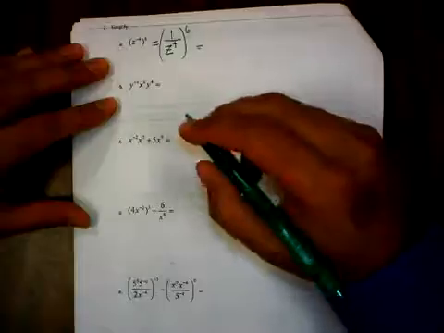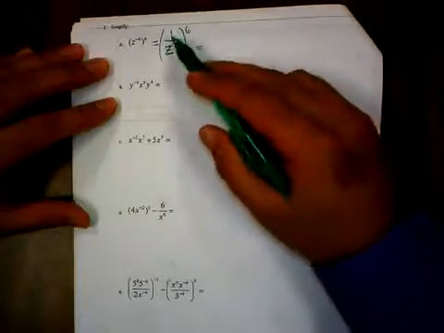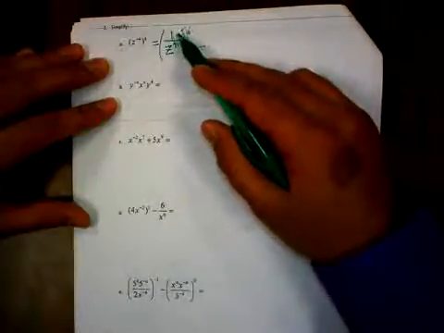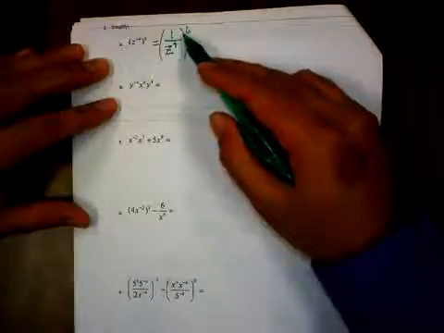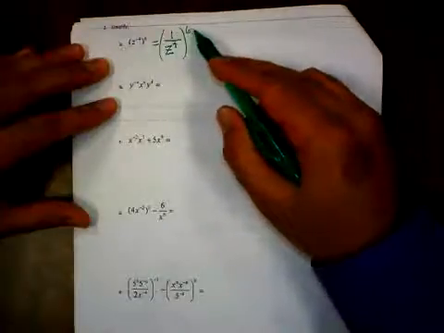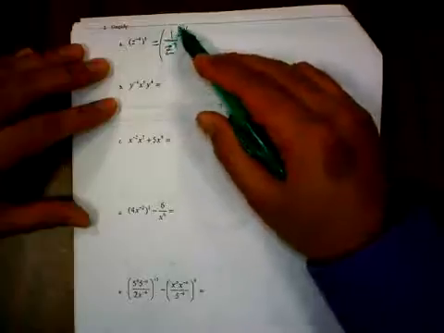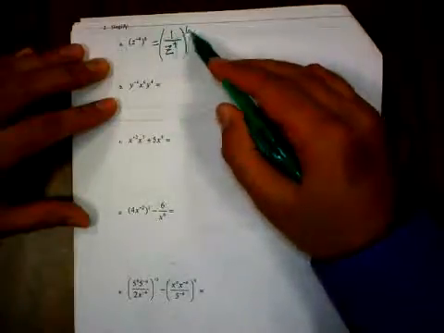Now you have to be careful that you can't just always distribute the exponent. If you had 1 plus x here, you don't just distribute the 6 to the x and the 1. It is only when you have a single term here, a monomial, that you can do that.